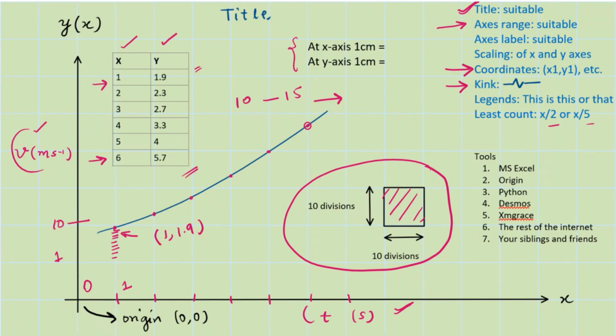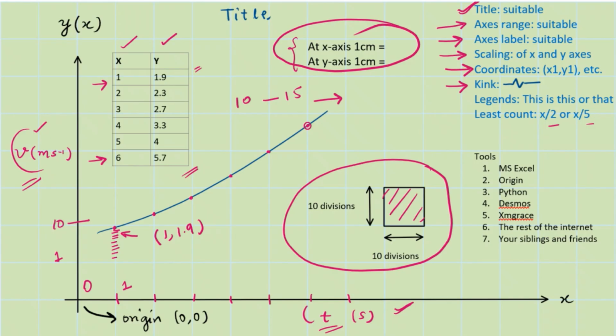Next, there are axis labels. You must be familiar with axis labels. I have labeled my axis with t, time, and v, velocity. These are axis labels. And then there comes the scaling, how you scale your graph, and you have to mention your scaling here on the top.